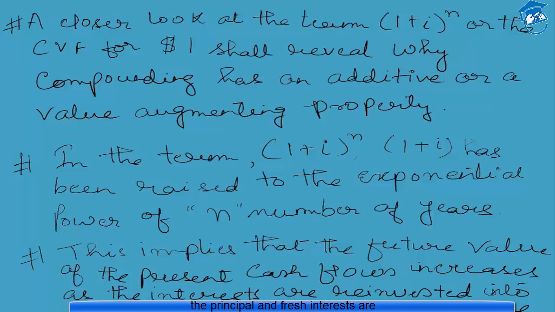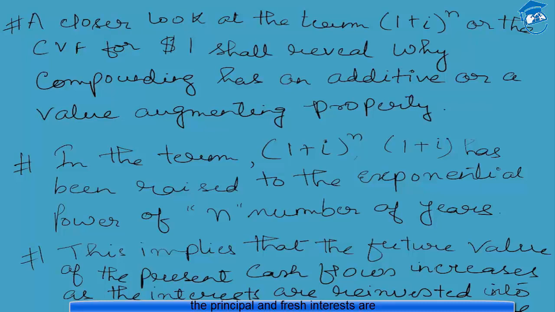Secondly, we can see that in the equation (1 + i)^n, the term (1 + i) has been raised to an exponential power of n. The moment it is raised to the power of n, obviously it goes on increasing. Suppose (1 + i) is raised to the power of 3. It means (1 + i) times (1 + i) times (1 + i). Raised to the power of 4 means (1 + i) times (1 + i) times (1 + i) times (1 + i). So it means what?